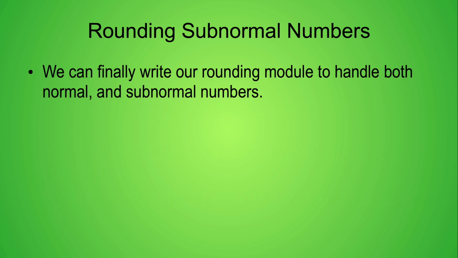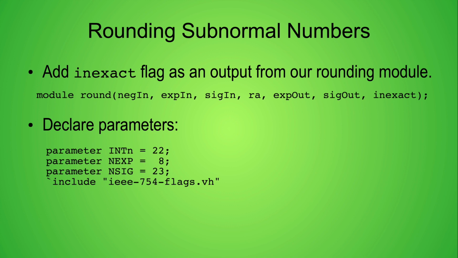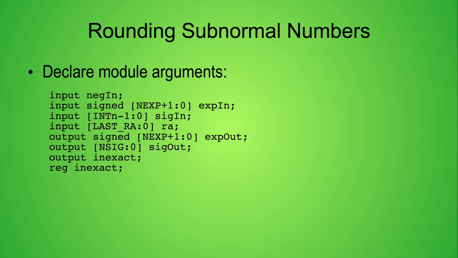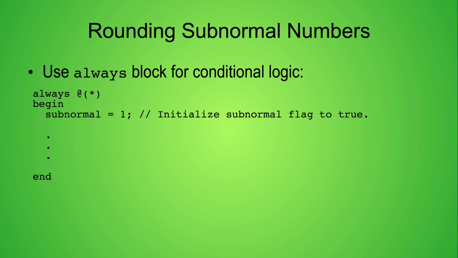We can finally write the rounding code to handle both normal and subnormal numbers. The first change we make to the rounding module is to add the inexact flag as an output. Then we declare the parameters which we're using in this module. Next, we can use the parameters to declare the details of values in the argument list for the module. We wrap up the declarations with the values used internally in the module. After the declarations, we add an always block. This is needed to encapsulate the conditional logic.